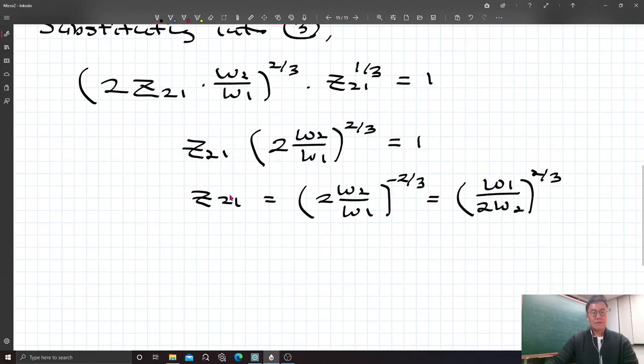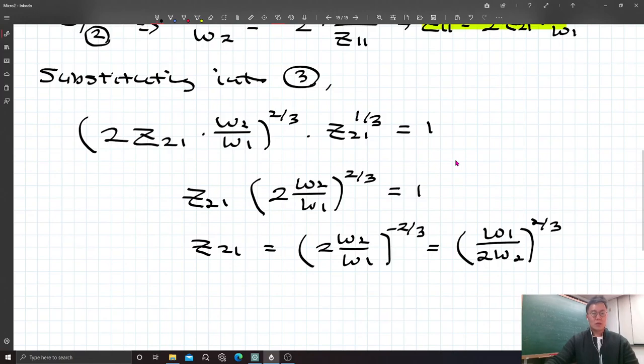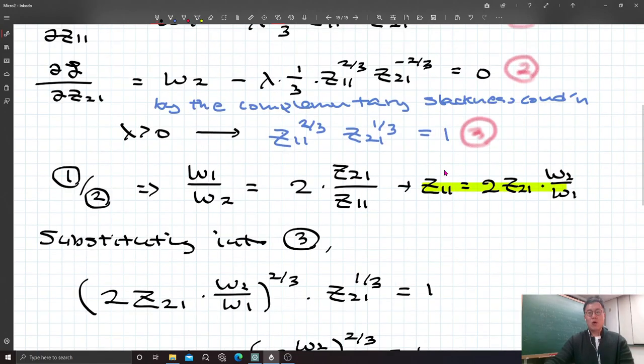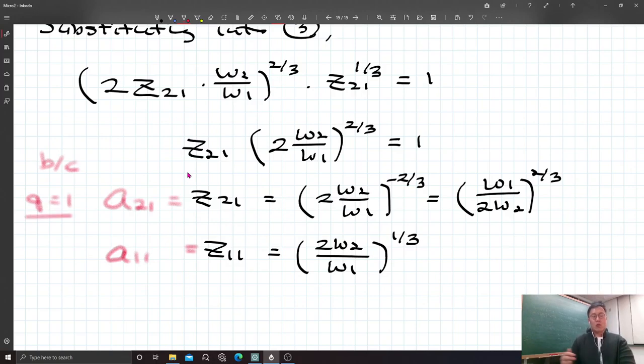All right, so after finding z21, we can obtain z11 from here. I already computed the formula. So z11 is 2w2 over w1 to the power 1/3. Because we set the target quantity equal to 1, this is nothing but a sub 11, and this is a sub 21, because a stands for conditional demand. So factor demand conditional on q equal to 1, when the target quantity is given by 1.